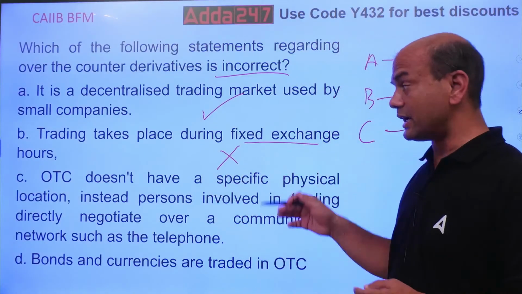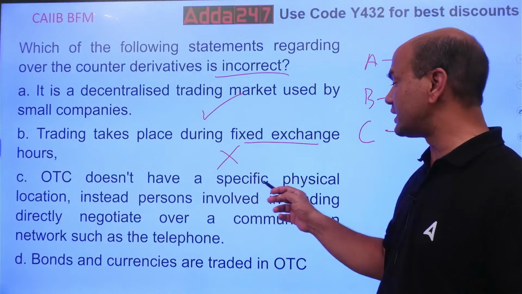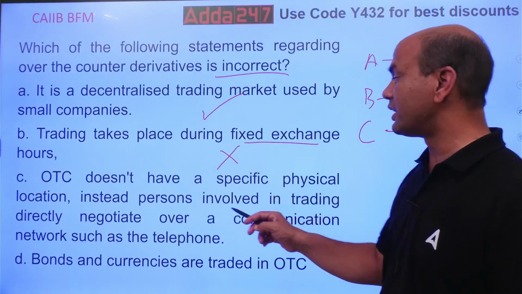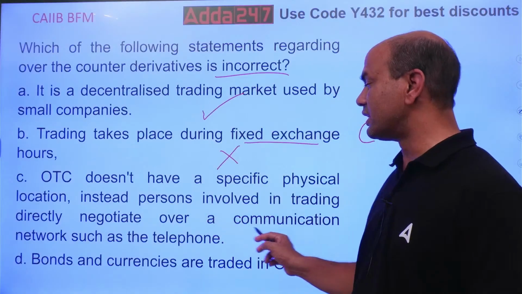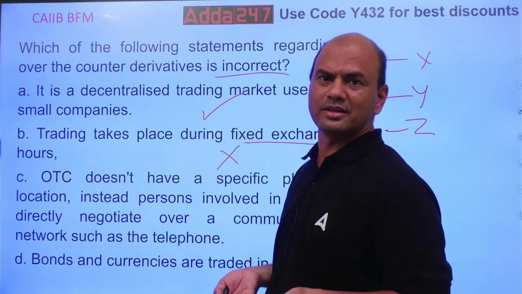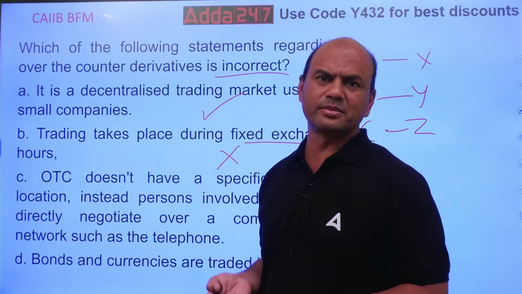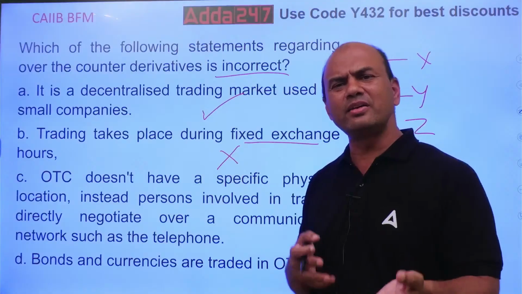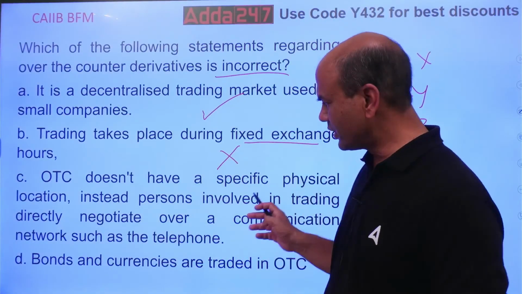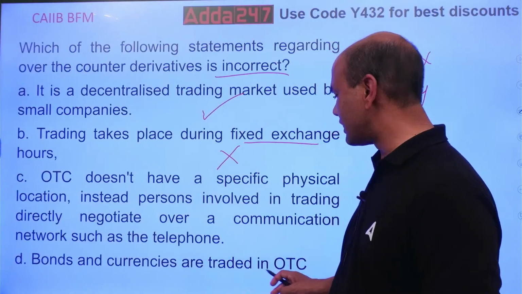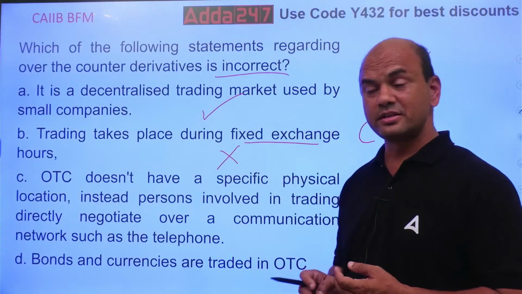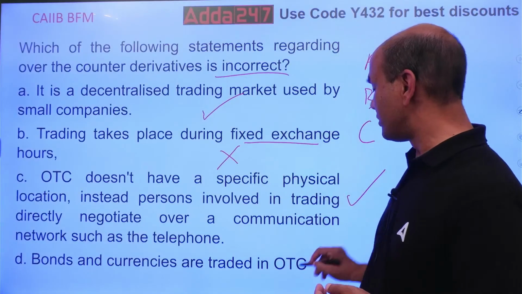So this is wrong. But let's see others also. OTC doesn't have a specific physical location. Instead, persons involved in the trading directly negotiate over a communication network such as telephone. Obviously, that's what we do in banking. Whenever you speak to the customer, you speak over the phone, email, WhatsApp calling. Bonds and currencies are traded in OTC. Is it so? Bonds and currencies. So this is right.